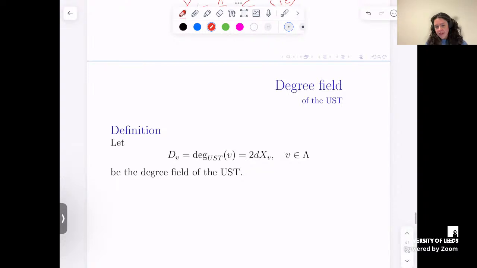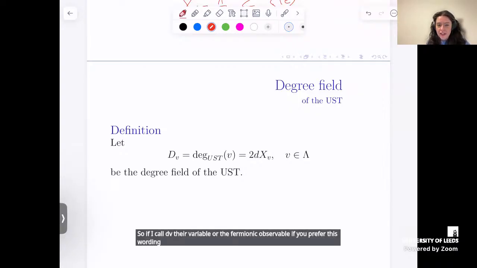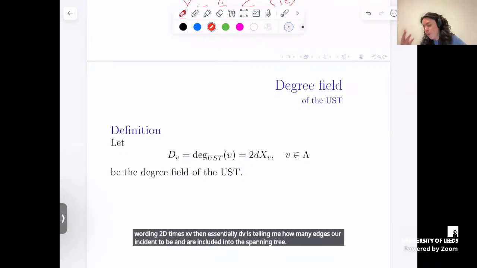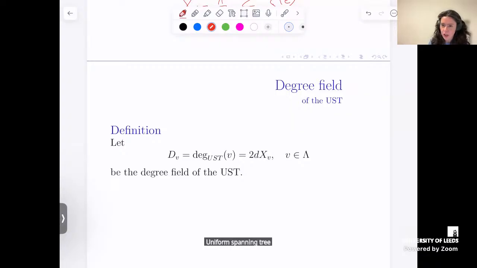So if I call dv the variable or the fermionic observable, if you prefer this wording, 2d times xv, then essentially dv is telling me how many edges are incident to v and are included into the spanning tree. Uniform spanning tree, I'm always talking about uniformly chosen spanning trees here, okay?